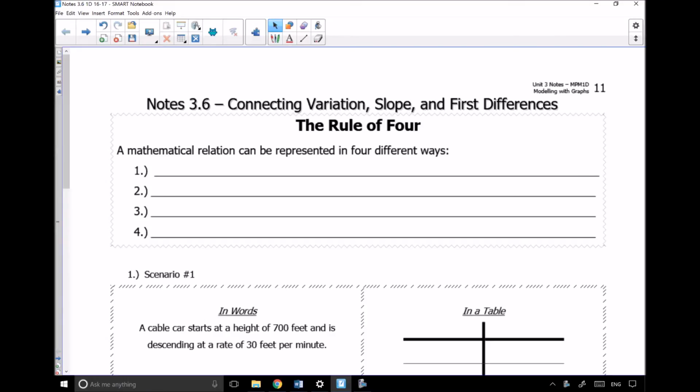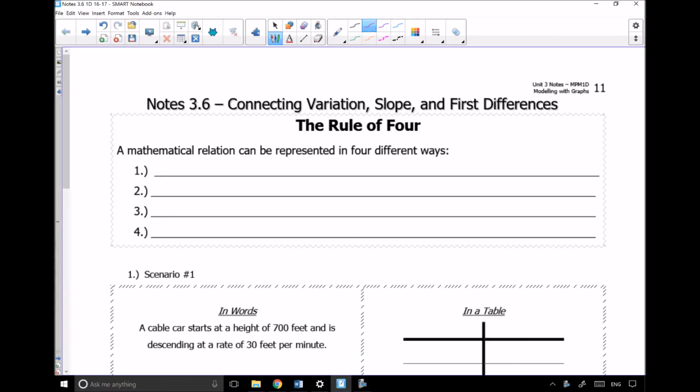Ladies and gentlemen, we are looking at notes 3.6, which are on connecting variation, slope, and first differences. Essentially, this set of notes is going to bring everything together for us for this unit. The first thing I want you to notice is that we have the rule of 4 on our paper right here.